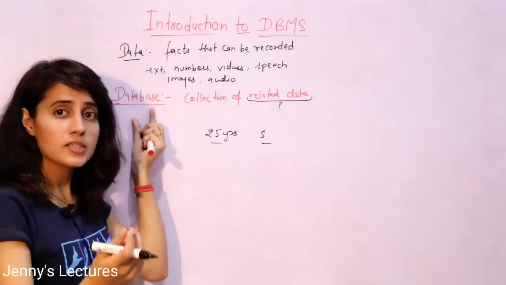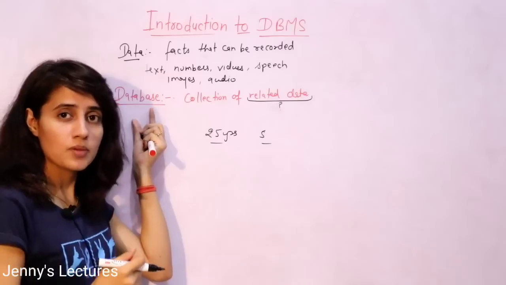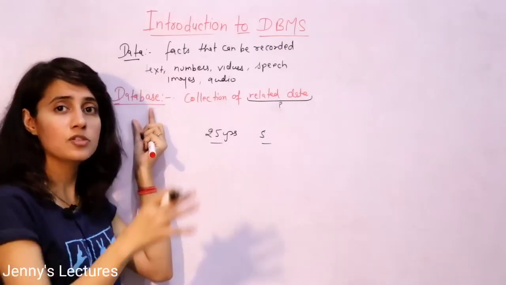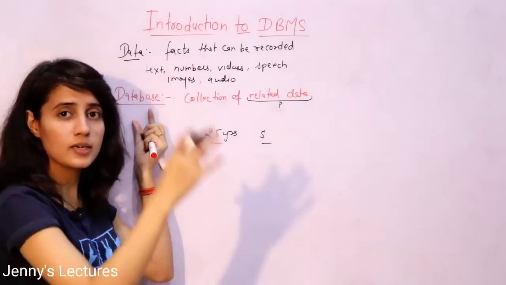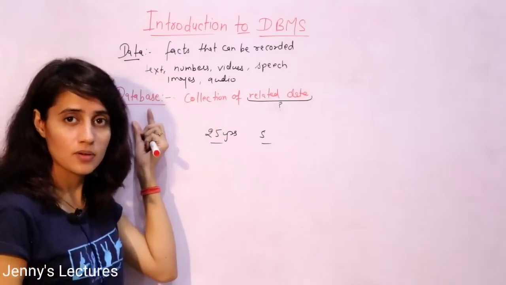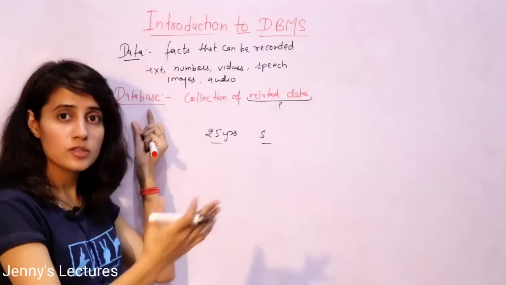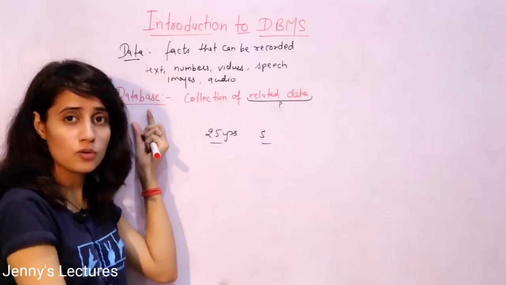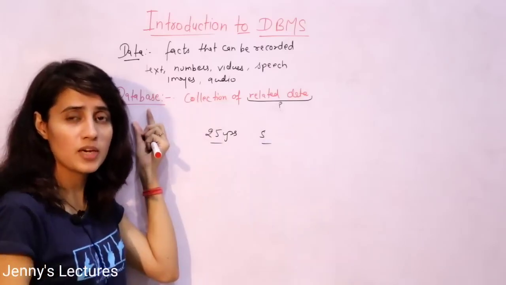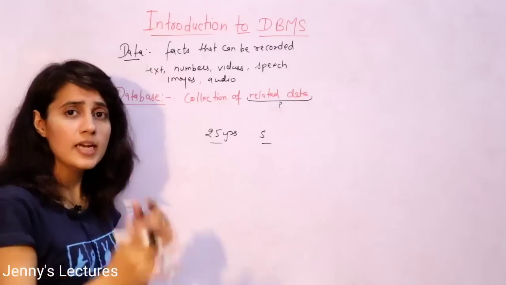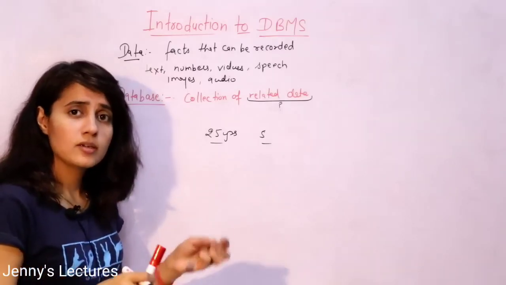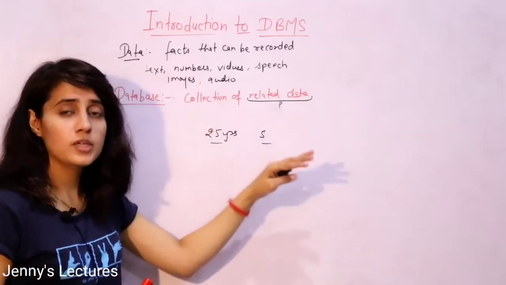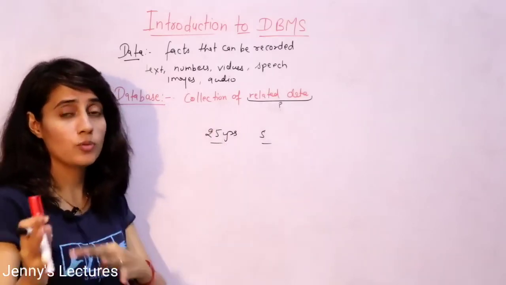Suppose you take the example of universities. They have a collection of related data, meaning data regarding the faculty, regarding the students, like this. In hospitals, you can say the list of doctors, nurses, patients, something like this. So the data is related, so that you can perform some queries on that database and solve your problem.